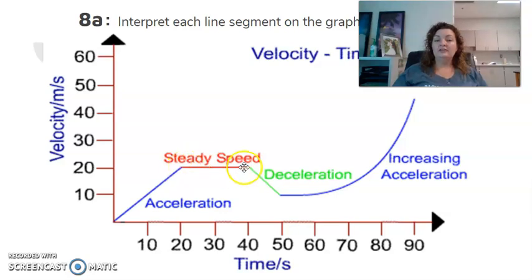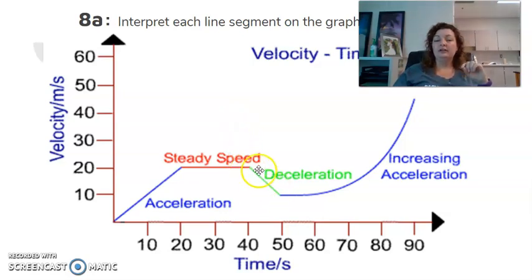Now, this next one, this red line, it says steady speed. This is now your cruise control. This is where you're the same speed for a given amount of time. So, for example, this one says 20 meters per second, right? So this red line is 20 meters per second for 40 minus 20, for 20 seconds. So for 20 seconds, if this is a car, this car went 20 meters per second or whatever it is, right? Skateboard, whatever, okay?